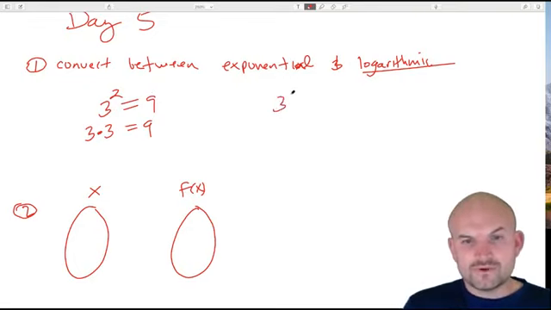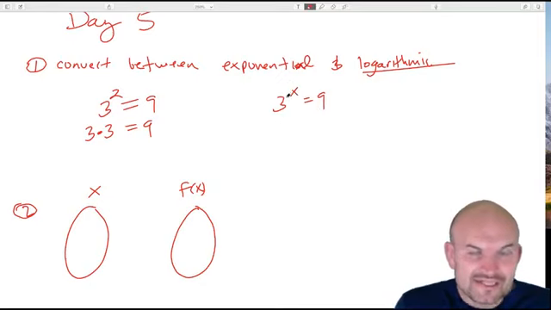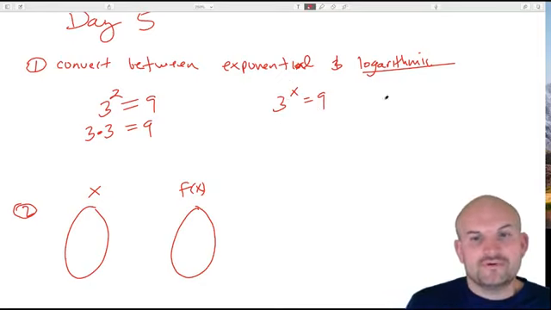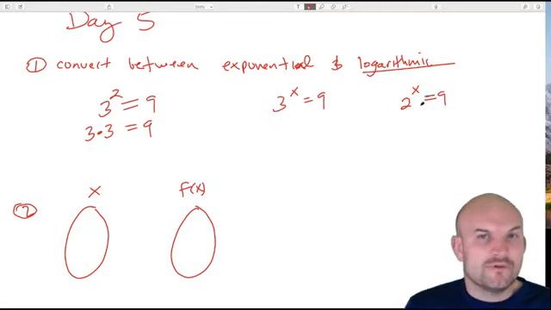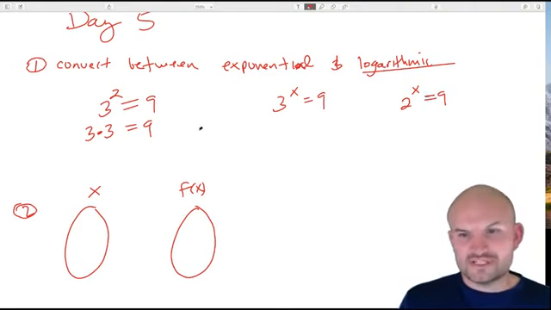Well, what if I just wrote the problem with a variable, like 3 to what value x is equal to 9, right? So now, what if I wanted to solve for x? Now, obviously here we already know this answer, right? But what if we didn't know the answer? What if it was like 2 to what number equals 9? How would we go about solving that, right?